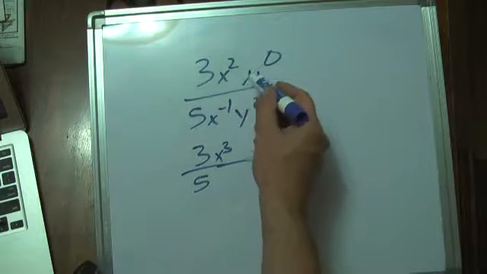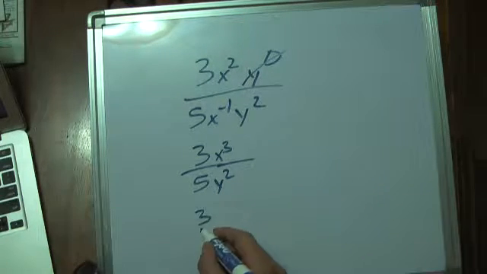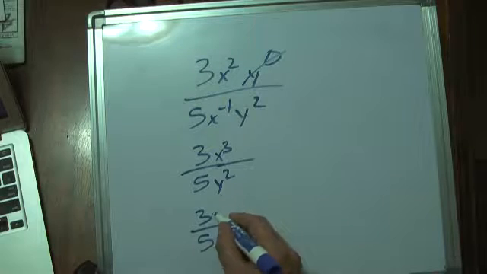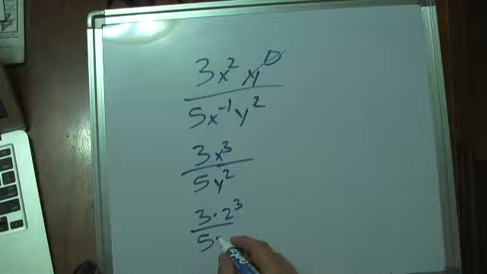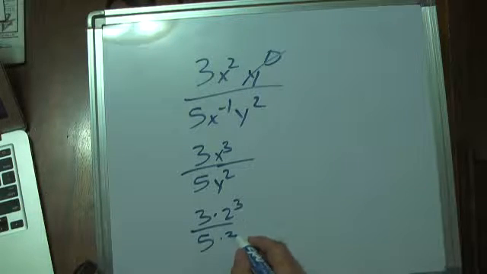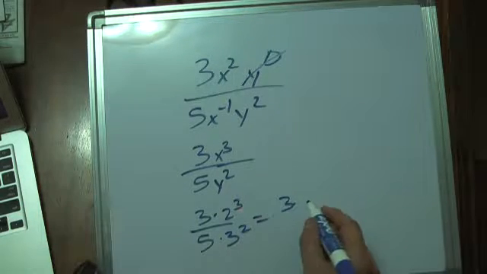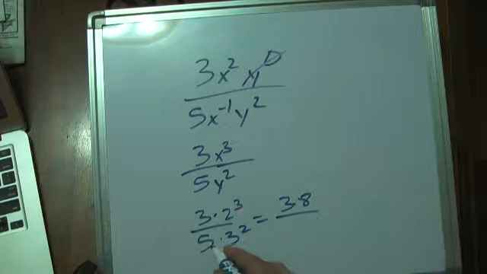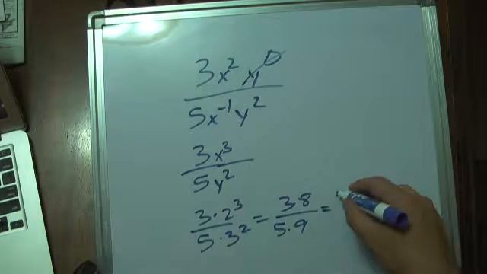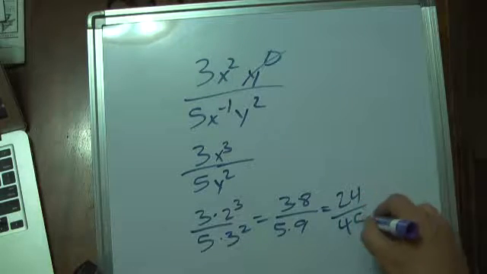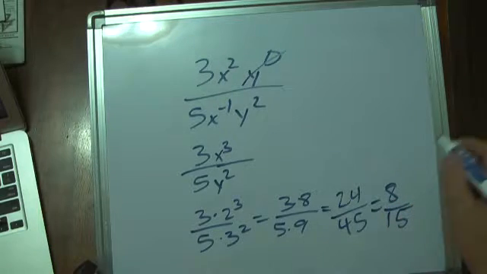This y to the 0 is not even necessary because it equals 1. So just leave y to the second on bottom. So that will be 3 over 5 times 2 to the third power over 3 to the second power. That'll be 3 times 2 to the third, which is 8, over 5 times 9. 3 times 8 is 24 over 45, and that reduces to choice C, 8/15.